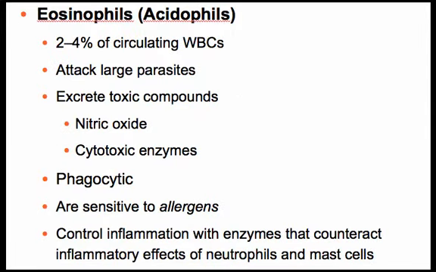Eosinophils make up 2 to 4% of circulating white blood cells. Eosinophils attack large parasites and excrete toxic compounds to kill them. Eosinophils are phagocytic and will engulf these pathogens. Eosinophils are sensitive to allergens, and that means when a person is having an allergic reaction to something, the percentage of eosinophils in the blood will increase. This is a good diagnostic tool when running blood samples to see if an allergic reaction is occurring. Eosinophils also help to control inflammation with cytotoxic enzymes that they produce that help to counteract the inflammatory reaction of the body.